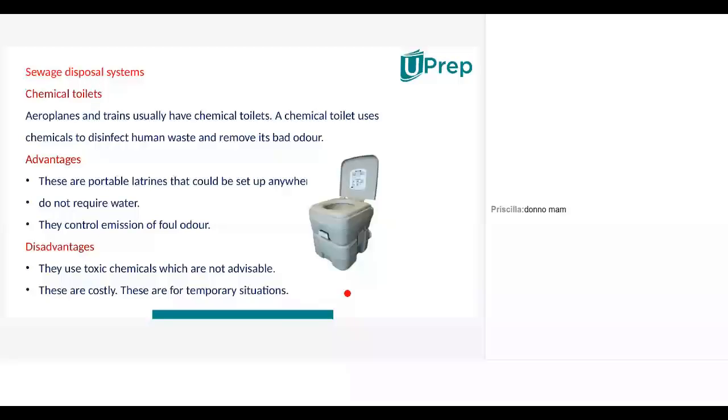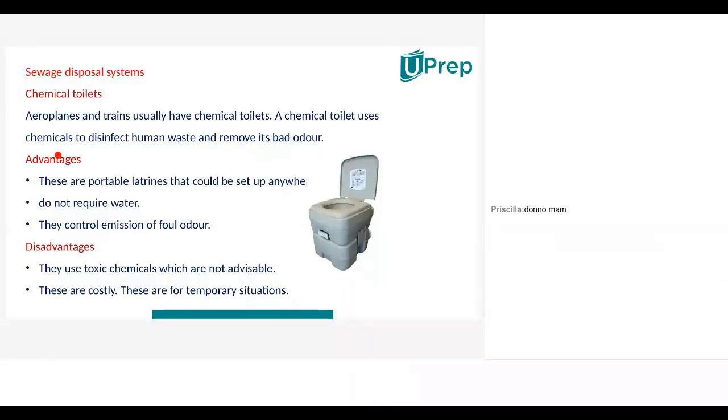Advantages. These are portable latrines that could be set up anywhere. They do not require water. They control emission of foul odor. Disadvantages. They use toxic chemicals which are not advisable. These are costly. These are for temporary situations. Correct. Good. So what are they saying?